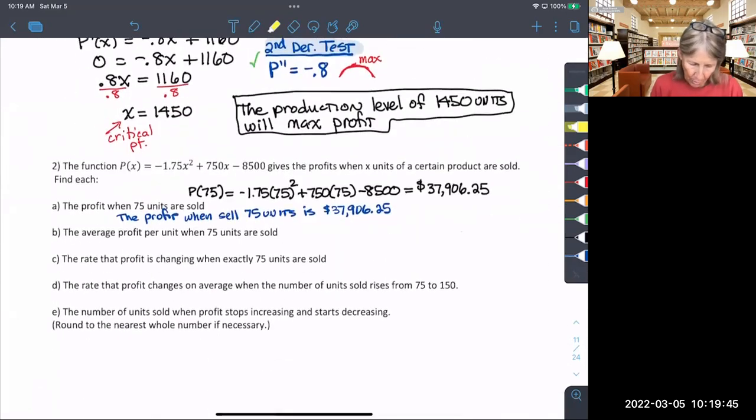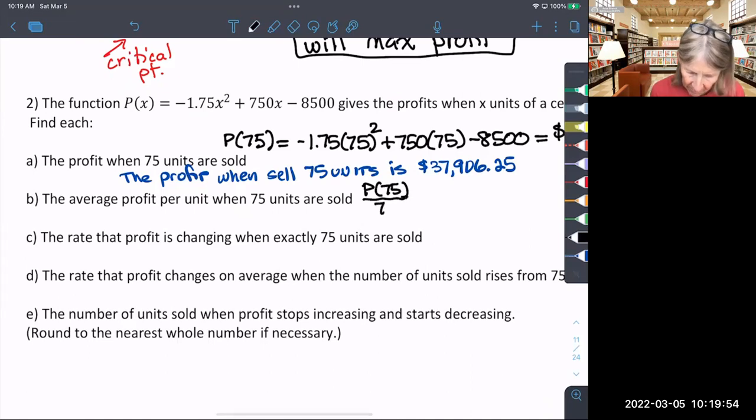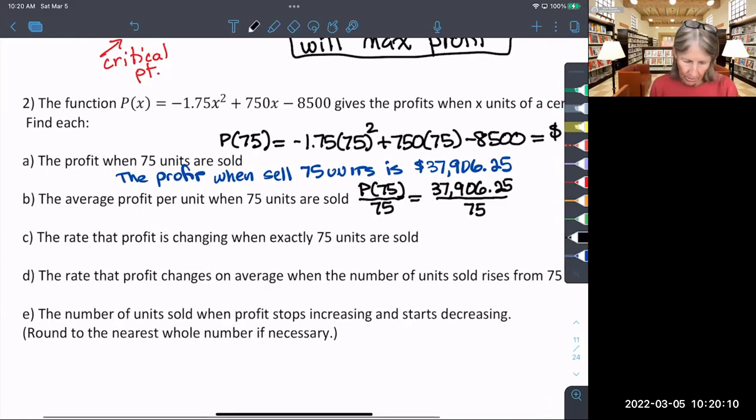Now I already did the profit for it. I did that in part A. So what I'm doing is I'm taking the profit at 75 and dividing by 75. Okay, so I already have the profit at 75. I did that in part A. So I just have to take that number and divide by 75 units, and then I will get a profit per unit. Okay. All right, so let's divide that.